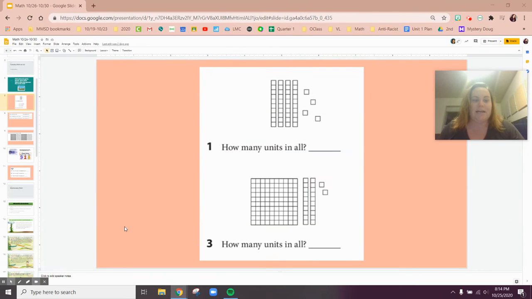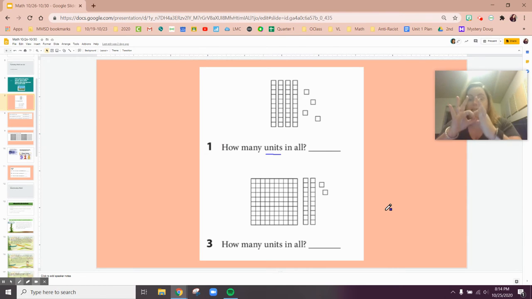Hey everybody, today for math, we're going to do some example problems together so that it can help you get ready to do your Seesaw assignment. So in this problem, it is asking us how many units in all. So I underline the word units.